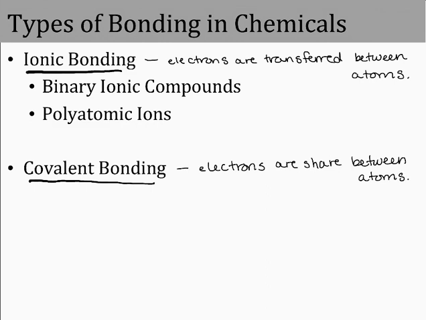So we have two different ways that electrons can be used for bonding. They can either be transferred or they can be shared. Now, within ionic bonding, there are a couple of different types of ionic compounds. There's what we call binary ionic compounds, and then there's also ionic compounds that contain what are called polyatomic ions. So we'll talk a little bit more about each of those as we go through chapter 4.